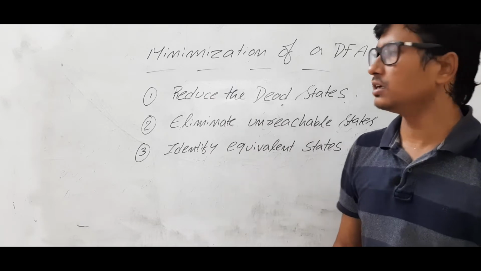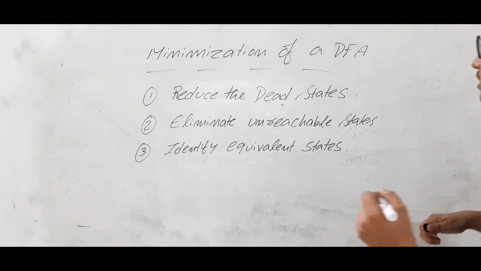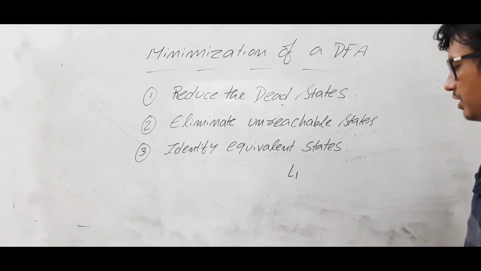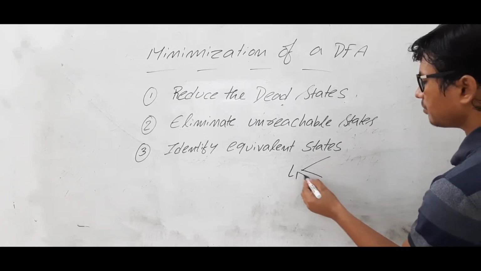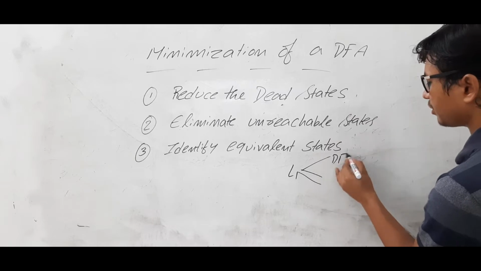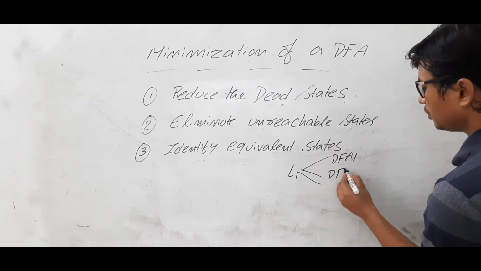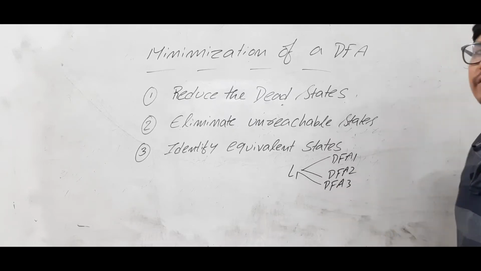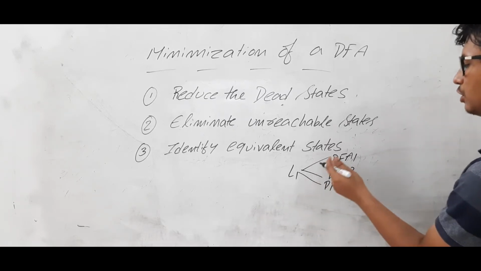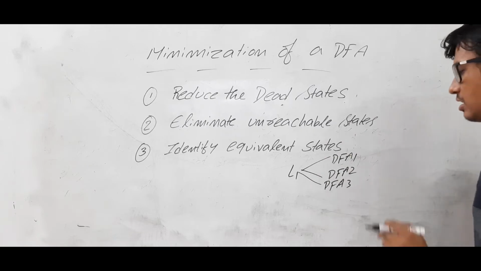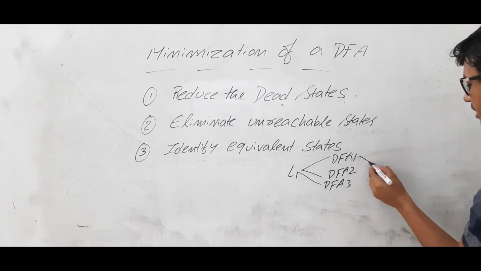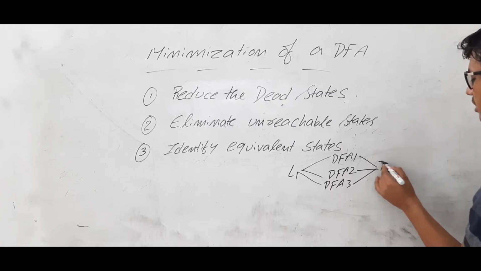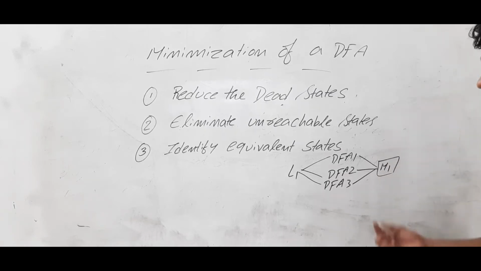We will discuss it. Now as I discussed earlier, for a language L1, any language if you take, you can construct n number of DFAs. You can have DFA 1, DFA 2, DFA 3, and so on. For a given language, you can have n number of DFAs. So from the n number of DFAs, you can minimize and make it into one minimized DFA, let me call it M1.